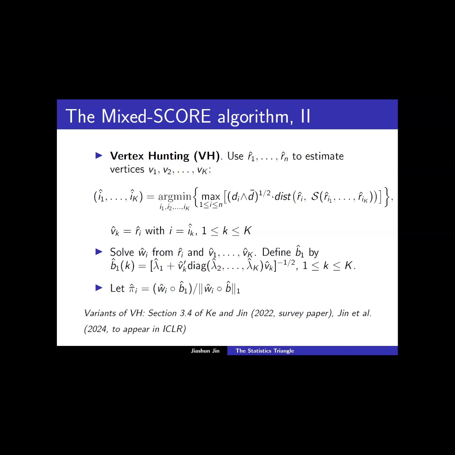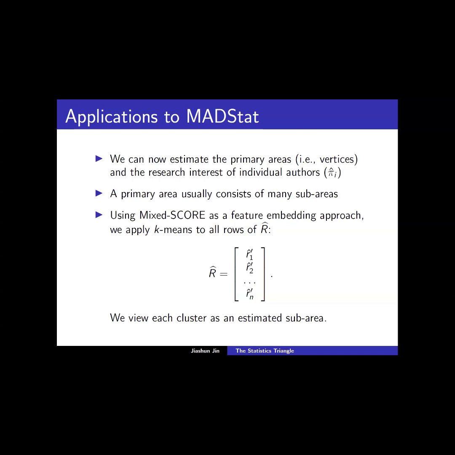Now I'm going to use seven slides to describe the main results on the real data set. First of all, we are going to estimate what the primary areas are, including how many of them there are and what each of them is. A primary area usually consists of several sub-areas. We also suggest there are 14 or 15 sub-areas.